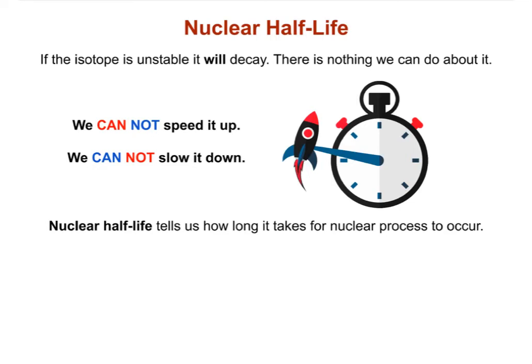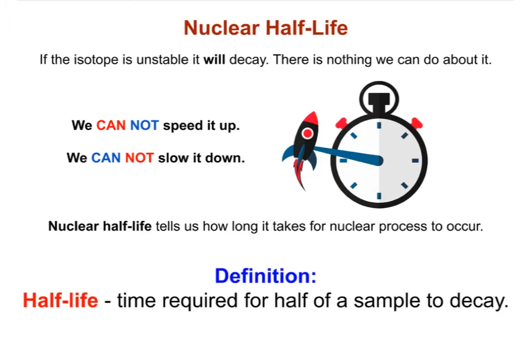It is time to talk about nuclear half-life. We know that unstable isotopes, unstable nuclei, decay, and there's nothing we can do about it. We cannot speed up this process, we cannot slow it down, we cannot stop it. So nuclear half-life is our way to measure how quickly this process takes place. Nuclear half-life tells us how long it takes for a nuclear process to occur. Here's our basic definition. Half-life is the time required for half of a radioactive sample to decay.